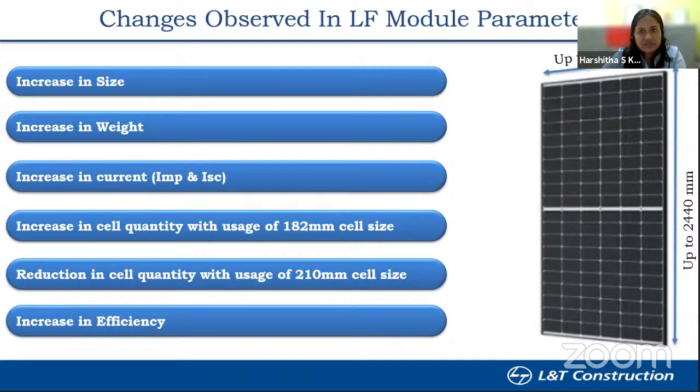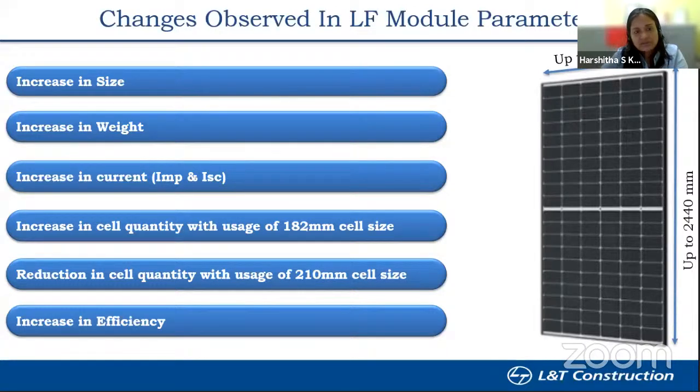So the changes observed in large format module parameters start with the increase in the size. As I explained, the width has increased as high as 1.3 meter and length up to 2.4, and it is constantly in an upward trend. Associated with the size, you have the weight increase, then increase in current, and sometimes the voltage is also lesser, and increase in cell quantity when we are using the 182 mm cell size, and decrease in cell quantity when we are using the 210 mm cell size, and increase in efficiency also is found. We are getting modules as high as 22%.